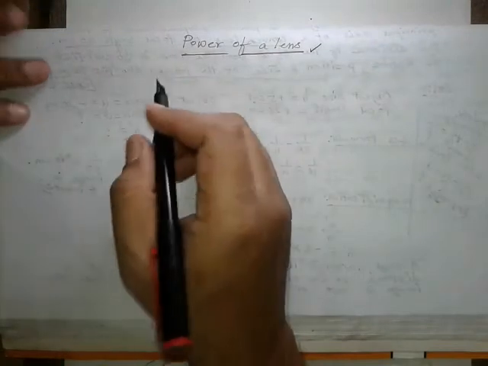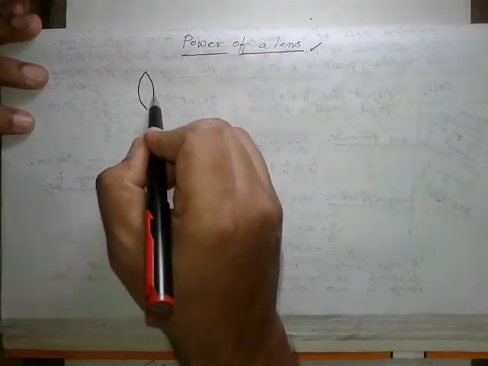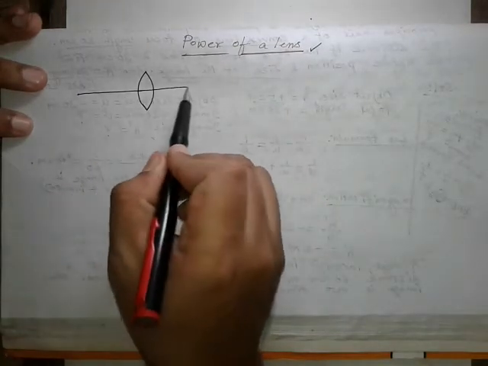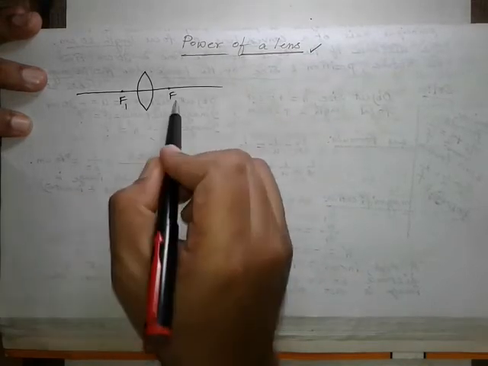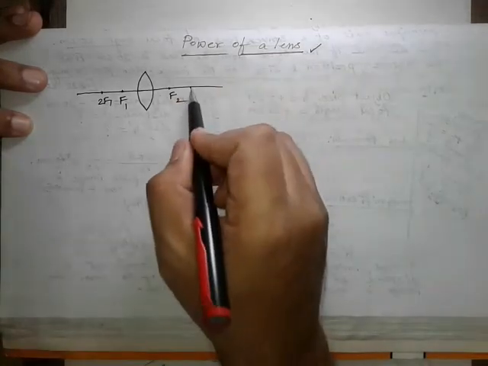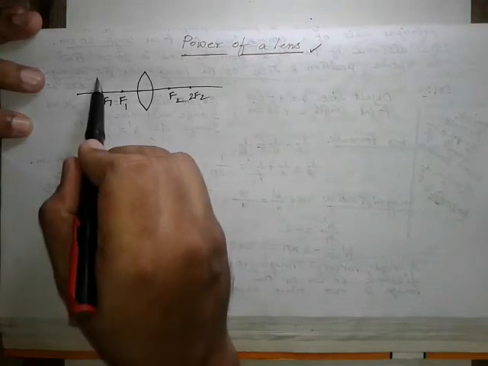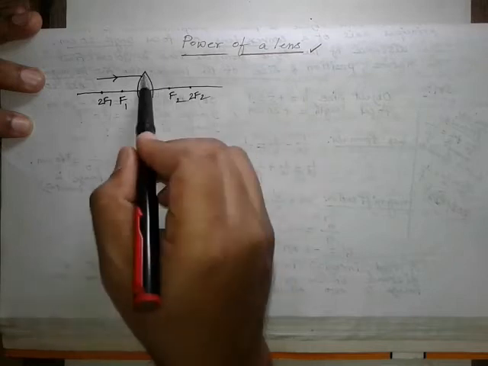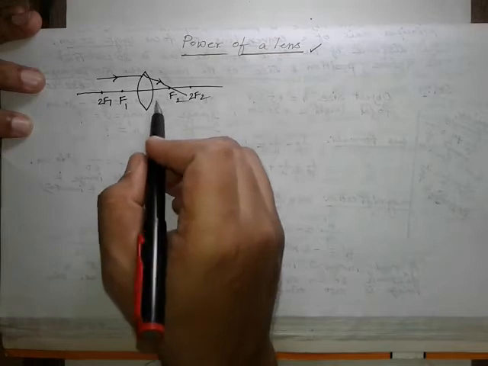That means, suppose this is a convex lens. This is the principal axis, and this is the focus. This is also a focus, F1, F2. Then this one is 2F1, and this one is 2F2. Now this lens will bend this parallel beam of light up to this. Okay, so this is its focal point.